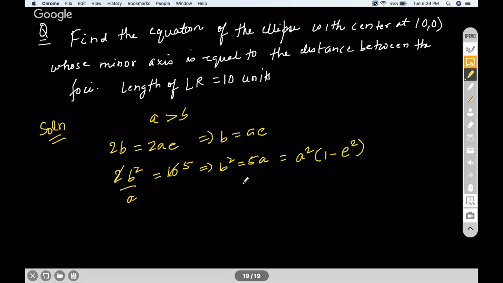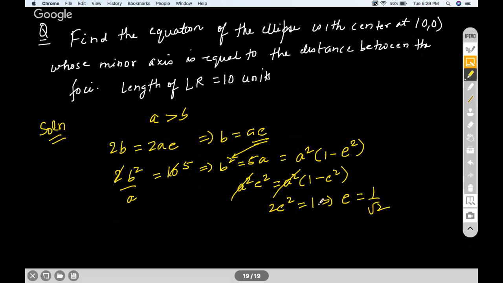Now, first of all, let us substitute B as AE over here. So it becomes A square E square is A square into 1 minus E square, which means 2E square is 1. That means E is 1 by root 2. Okay, no doubt about that.